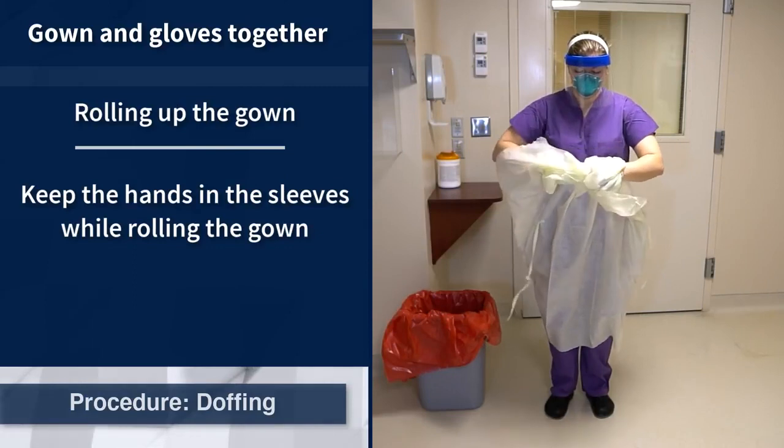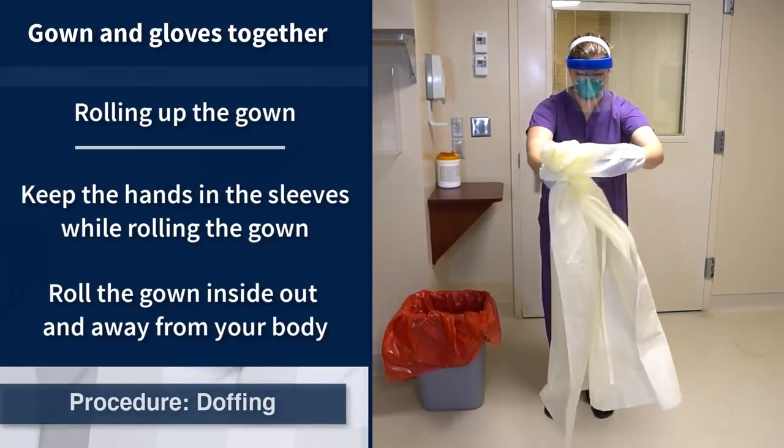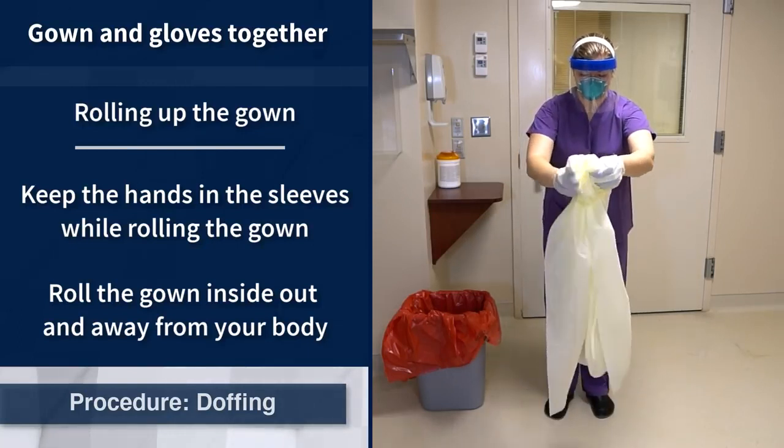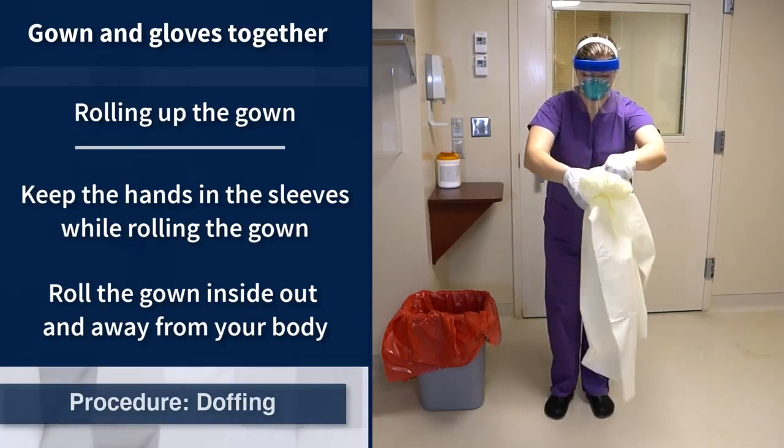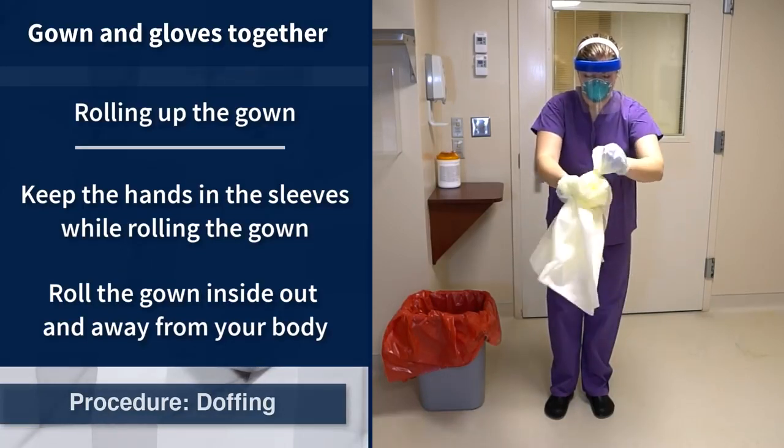Next, keeping the hands in the sleeves, roll the gown inside out and away from the body. Bending slightly forward will help keep the gown at a distance. Once the gown is rolled up, pull the hands out while removing the gloves with the sleeves, one arm at a time.